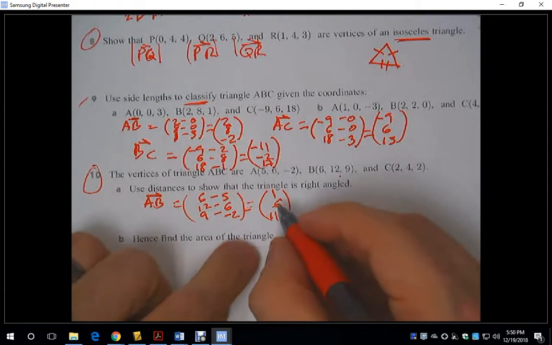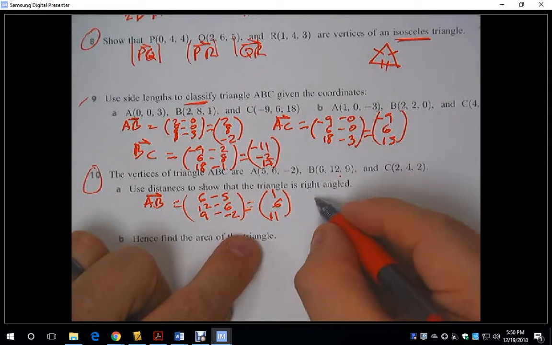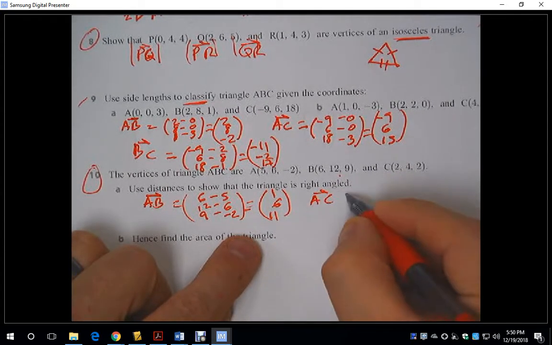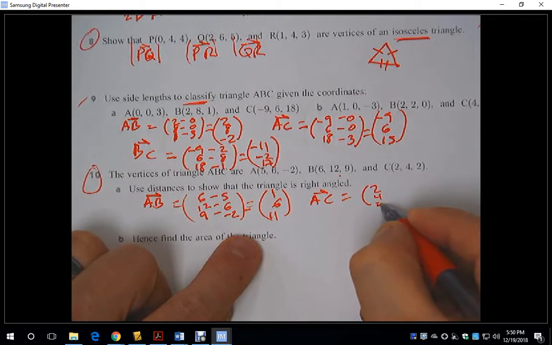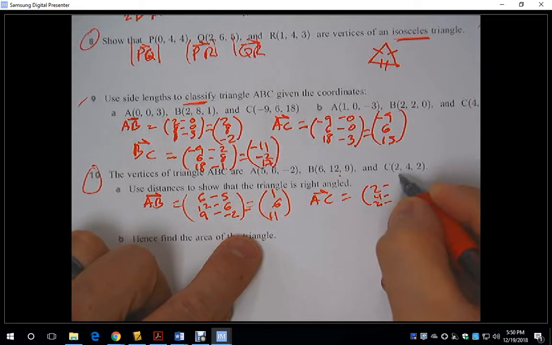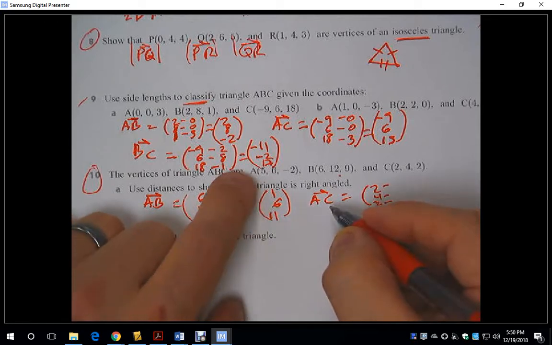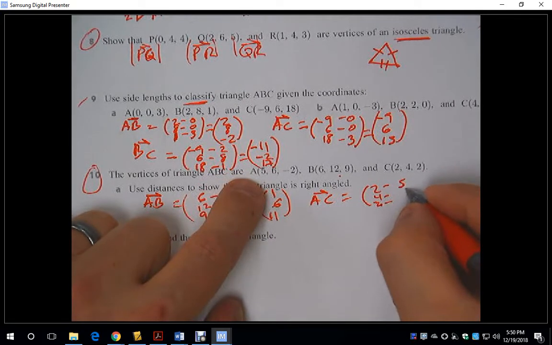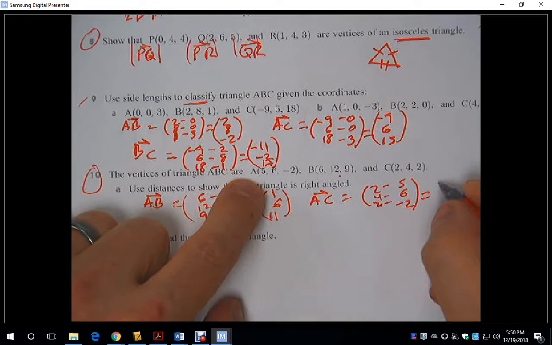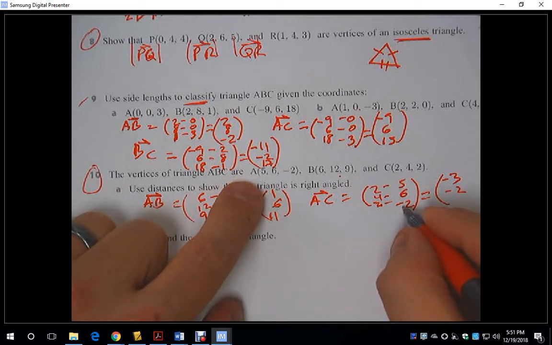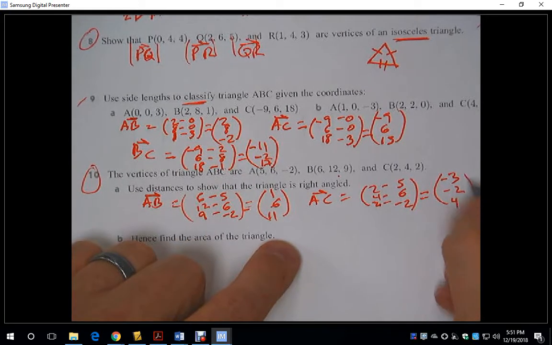And then we're going to do the same thing with A to C. That would be 2, 4, 2. We're going to subtract our tail, which is A. That would be 5, 6, negative 2. That's going to give us a new vector of 2 minus 5, which is negative 3, and 4 minus 6, which is negative 2. And then 2 minus negative 2 is going to give us 4.